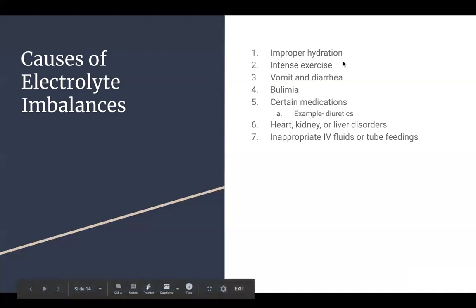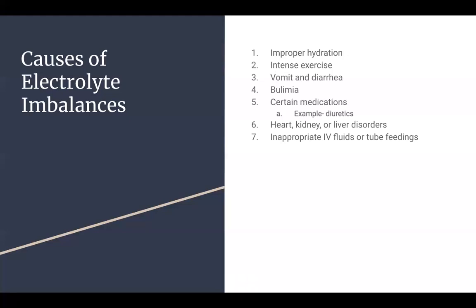As a result of things such as improper hydration, intense exercise, vomiting and diarrhea, we're losing both water and electrolytes. Bulimia goes along with vomiting because it's self-induced vomiting. We also have disorders and medications that can bring about electrolyte imbalances. So through these electrolyte imbalances, this may cause things such as hyponatremia, which commonly is caused from drinking too much water, thus diluting the sodium.